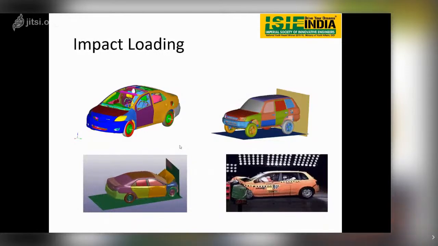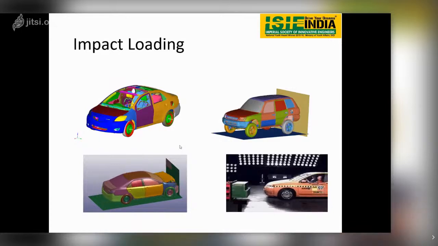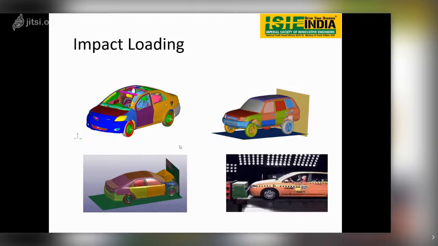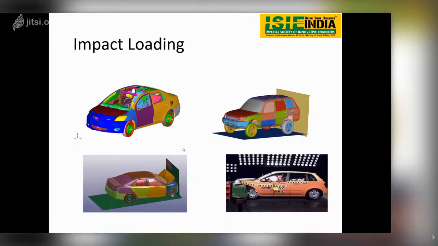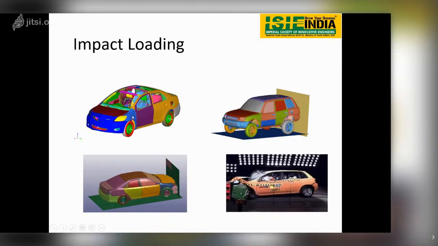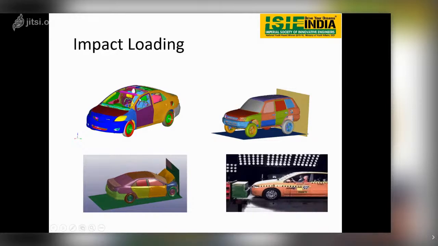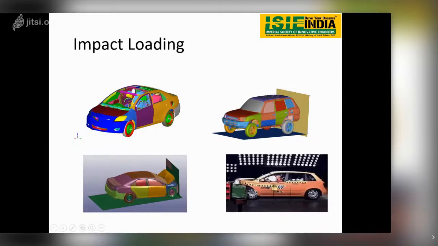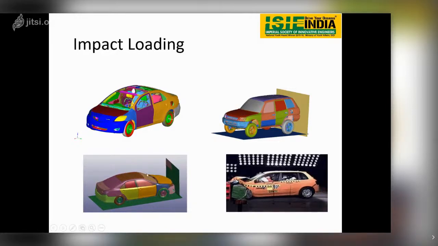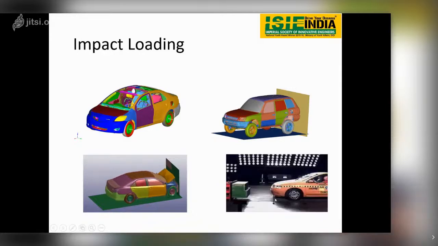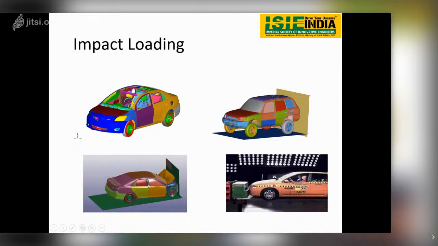So where the impact loading is, I mean how the analysis is being carried out. Here is the car FEA model. In the car FEA model, I have trimmed some of the components so that we can see the entire thing. First, let us look at the bottom. This is the actual crash carried out, and this is the crash carried out in the software.